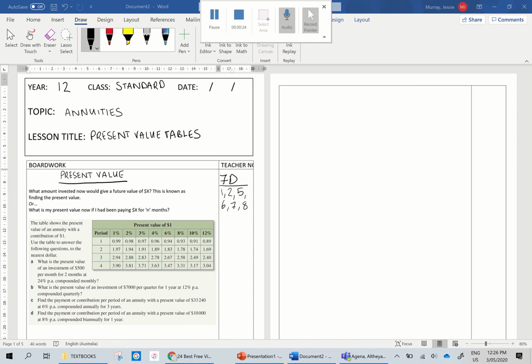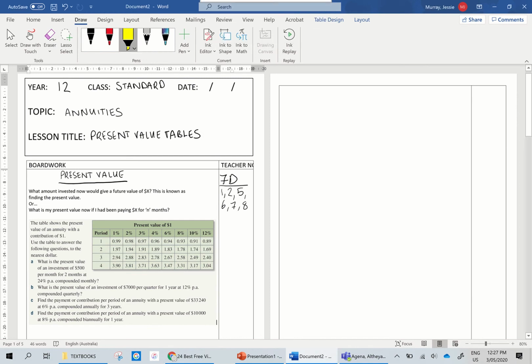The maths that you're going to do is actually nothing new from last lesson. When we did the future value tables, it's the exact same mathematical skills. All they're doing now is talking about a present value rather than a future value. So we know a present value is what I've written here. It's basically asking what amount invested now would give a future value of X dollars. And we know that that represents the present value.